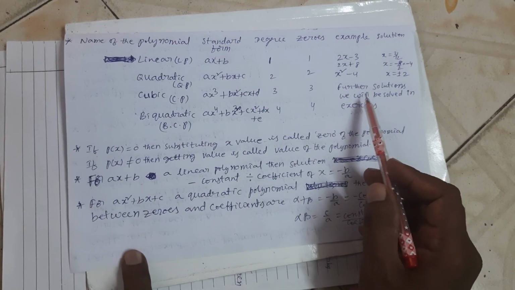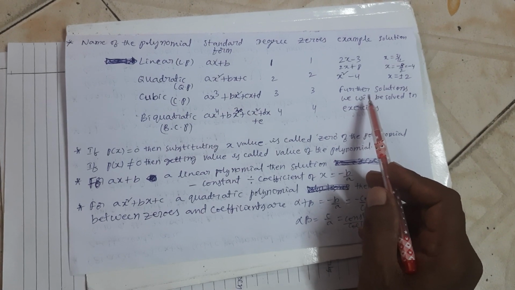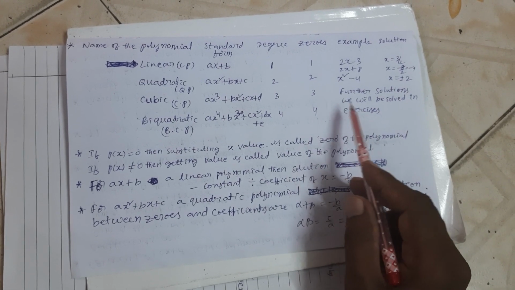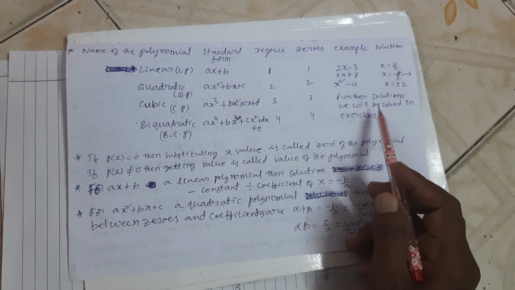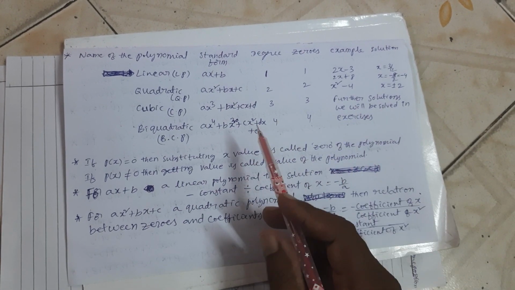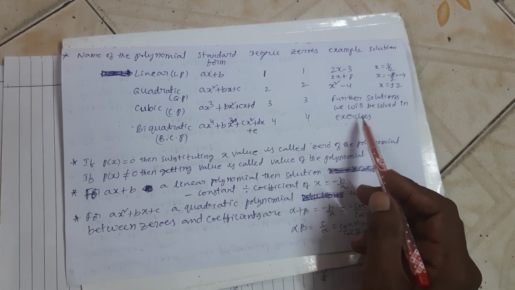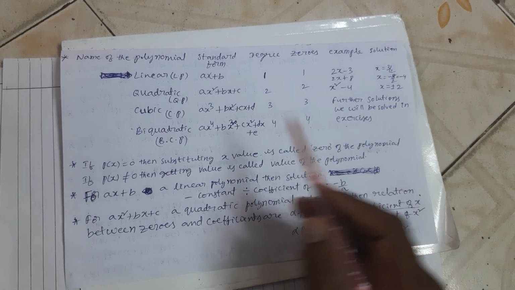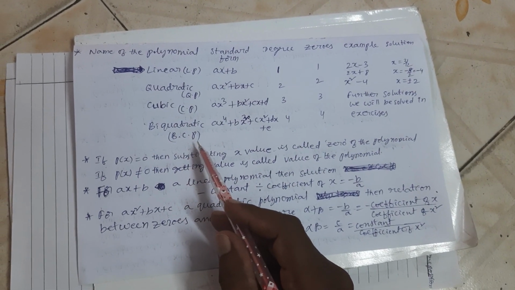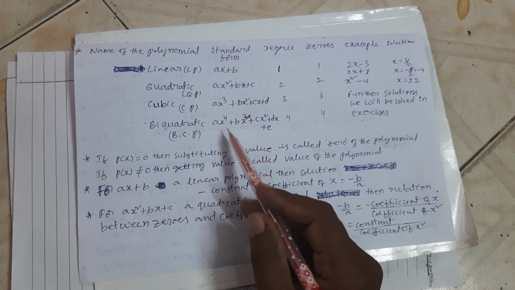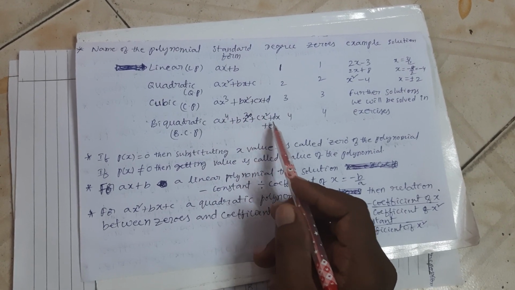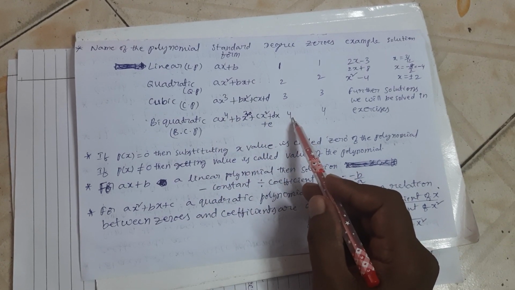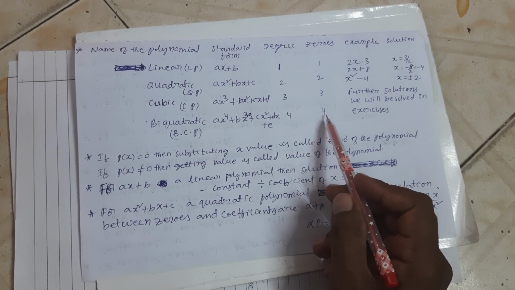For these higher polynomials, we'll discuss in the sums in the exercise, because you cannot directly say the standard form solution. Later in the exams, how they come in the exercise and how we should solve, I shall explain later. Biquadratic polynomial, BCP: ax to the power 4 plus bx cube plus cx square plus dx plus e. Here the highest power is 4, so the degree is 4. There are 4 zeros. 4 zeros means solutions only.